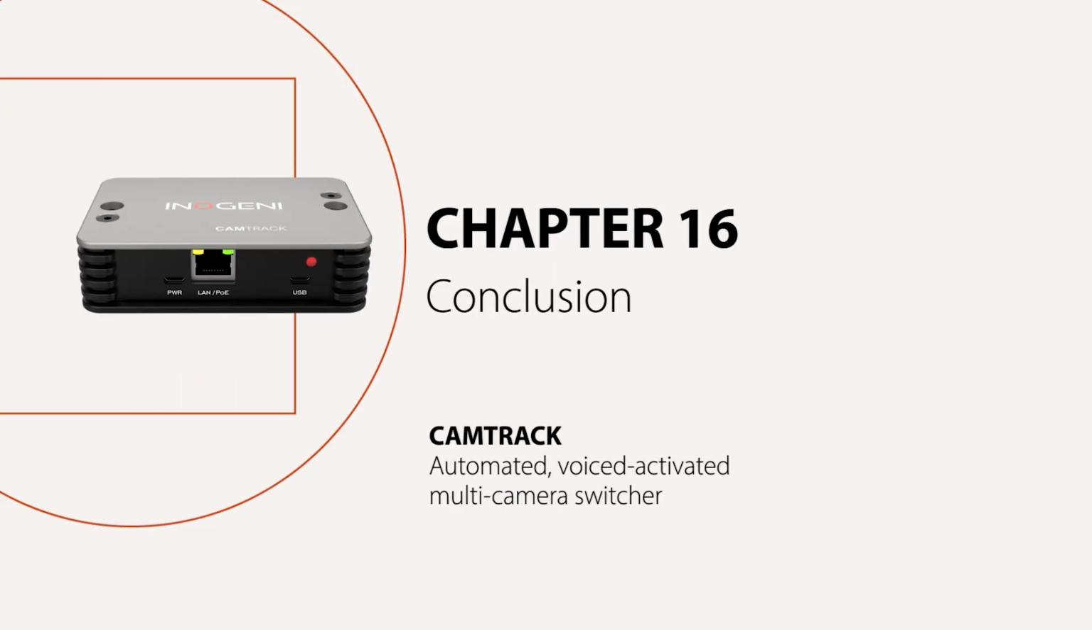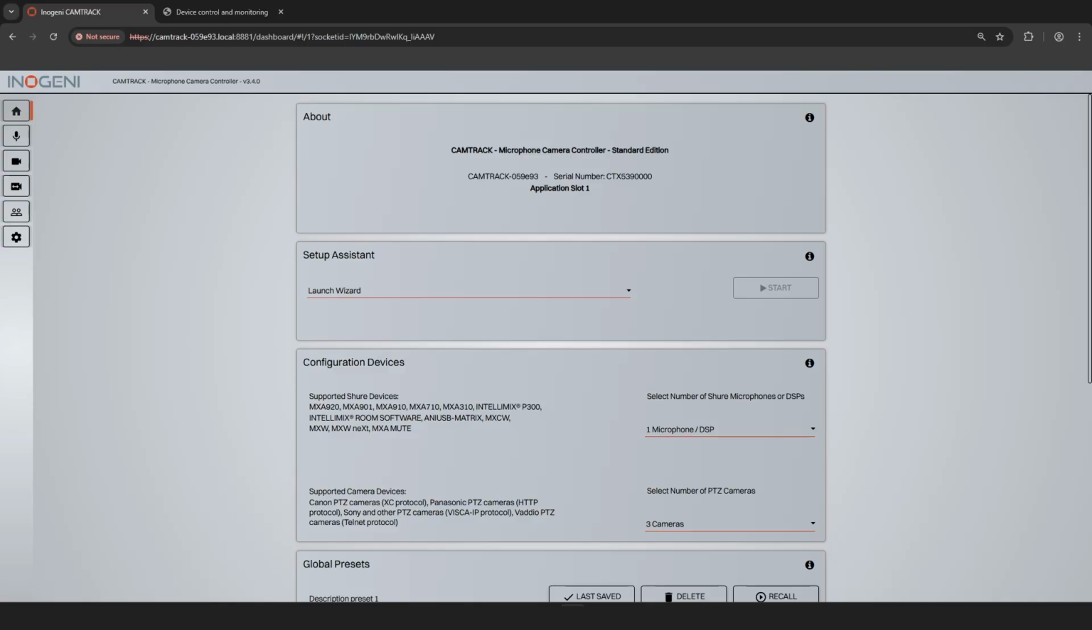Chapter 16, Conclusion. You now know how audio channels, camera presets, logic rules, and system behaviors work together to provide intelligent and seamless tracking. See you in the next video to discover advanced features.